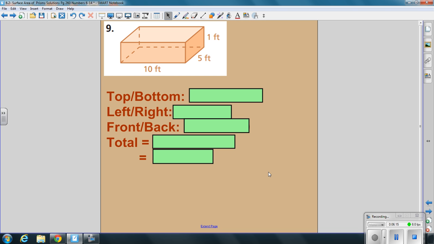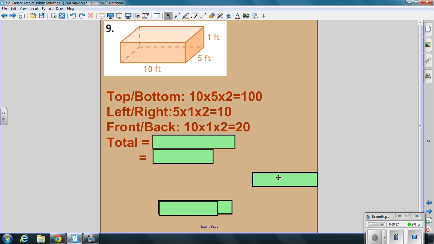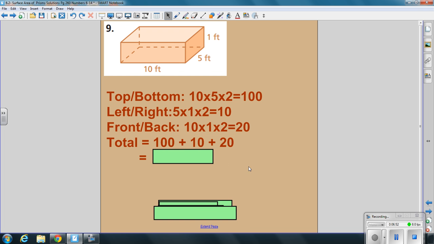For number 9, we have a rectangular prism, and again I identified all the parts of the shape. So top and bottom is 10 times 5. Here we are, 10 by 5, and I have 2 of those, bottom and top, to get 100. The left and right side, it's 5 by 1, and I have 2 of those, so I get a total of 10. And the front piece and the back piece, the front is 10 by 1. This line is parallel and congruent to this line, and I have 2 of those, which gives me 20. Grand total of 100 plus 10 plus 20 gives me 130 feet squared.